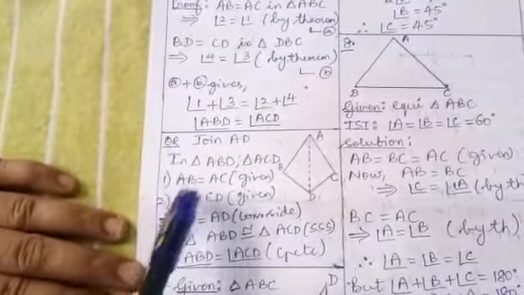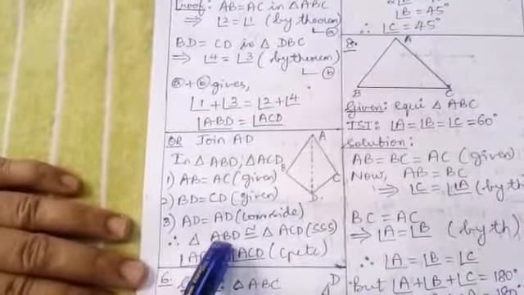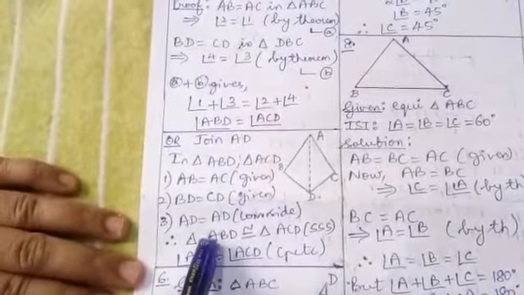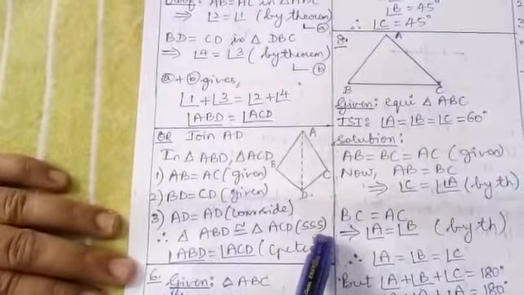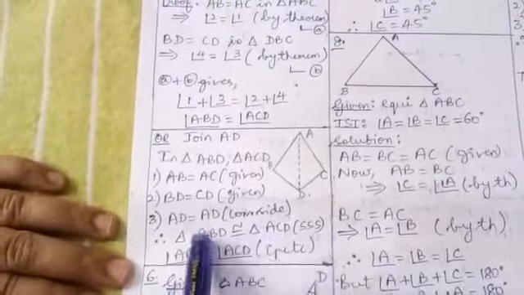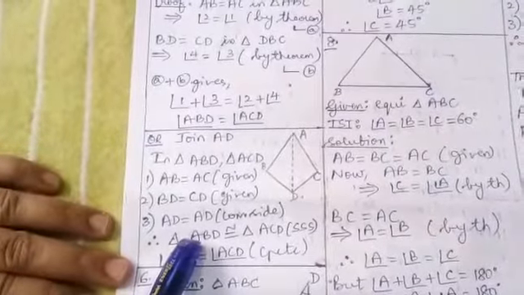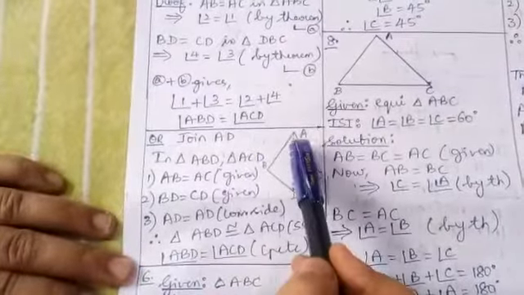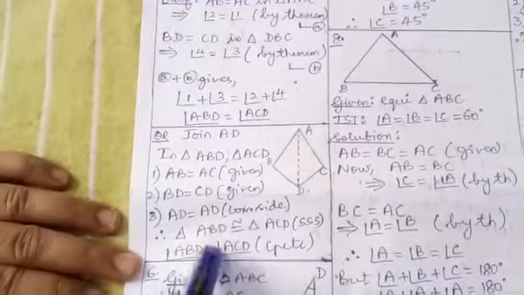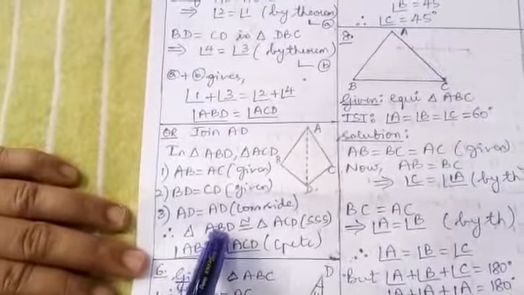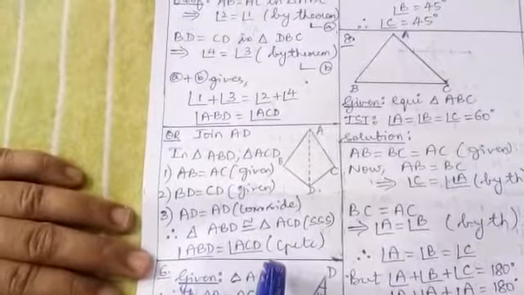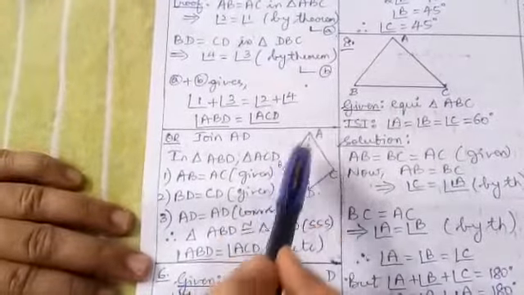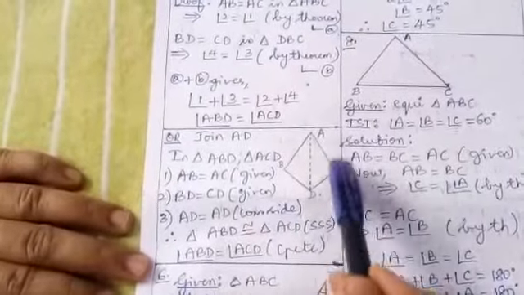So see here, AB, BD, AD; AC, CD, AD. So triangle ABD is congruent to triangle ACD by the SSS congruence criterion. And now that these two triangles are congruent, angle A of the first triangle equals angle A of the second triangle. Anyways, we don't have to show that result. What about this? Angle B of the first triangle equals angle C of the second triangle.